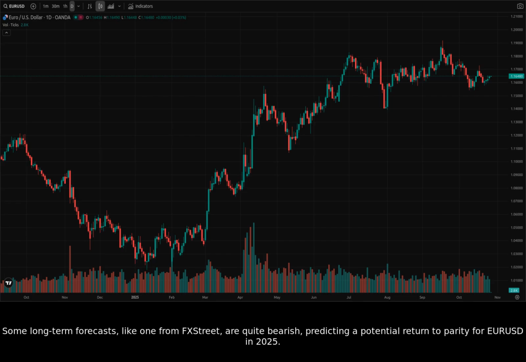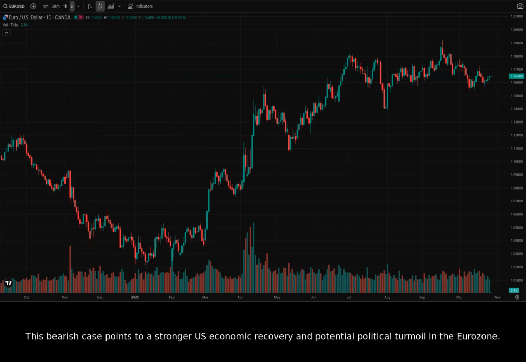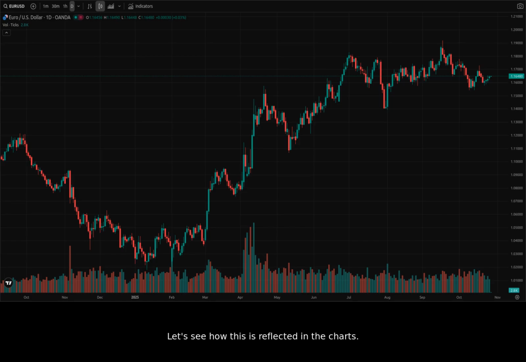Some long-term forecasts, like one from FX Street, are quite bearish, predicting a potential return to parity for EURUSD in 2025. This bearish case points to a stronger U.S. economic recovery and potential political turmoil in the Eurozone. So, we have a short-term bullish narrative clashing with a potential long-term bearish one. Let's see how this is reflected in the charts.